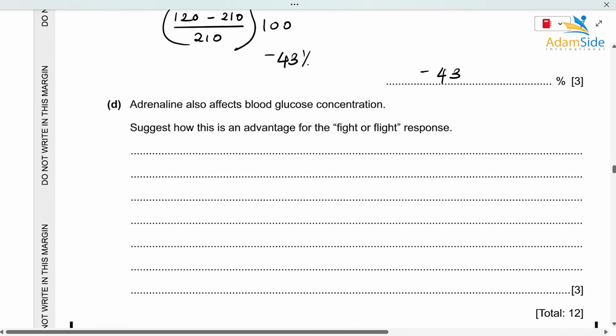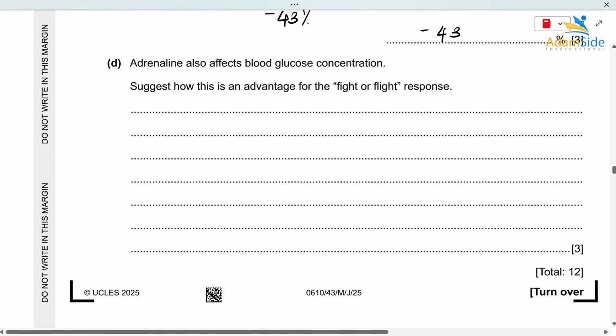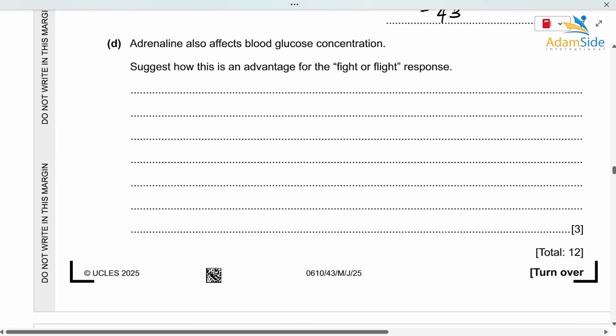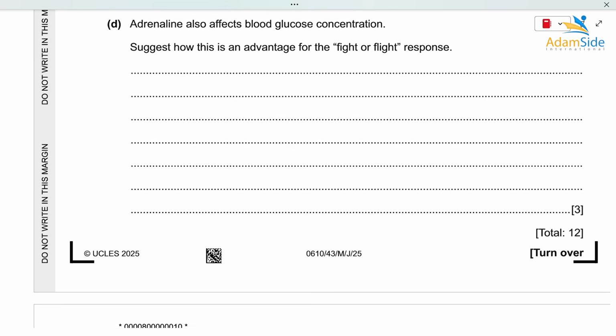Adrenaline also affects blood glucose concentration. Suggest how this is an advantage for fight or flight. Adrenaline usually stimulates breakdown of carbohydrates to release glucose, or it stimulates conversion of glycogen to glucose, so as to produce what? To allow glucose to be used in the process of what? Of respiration, to release energy.